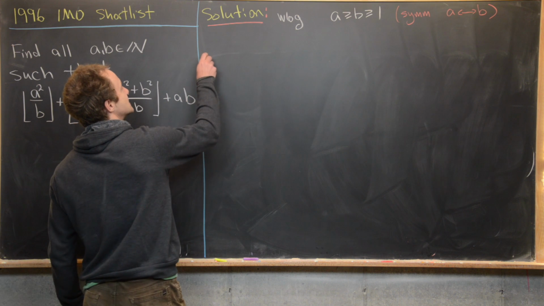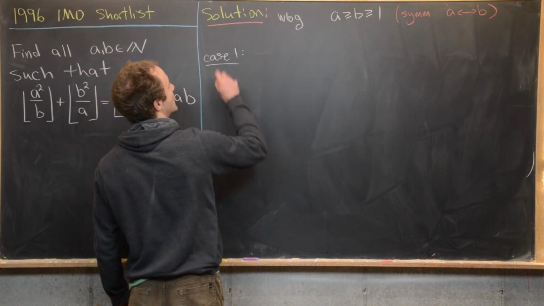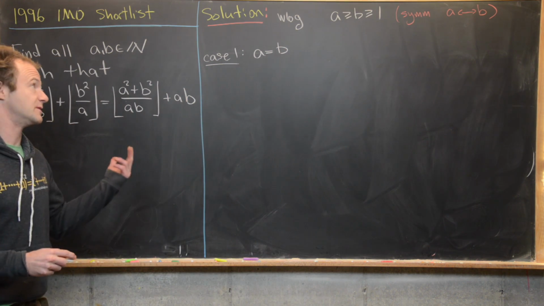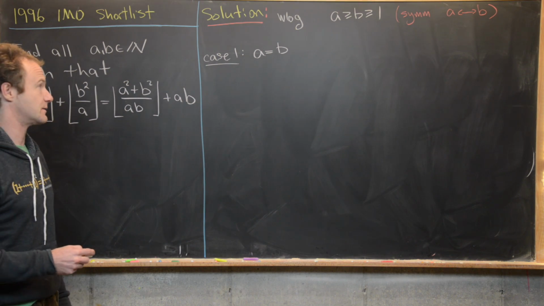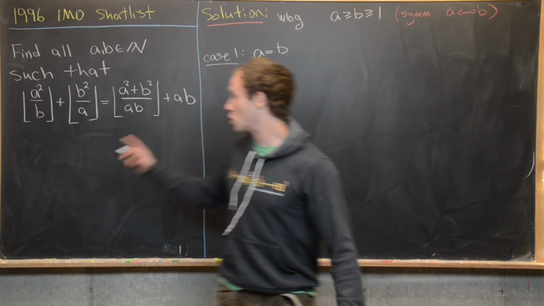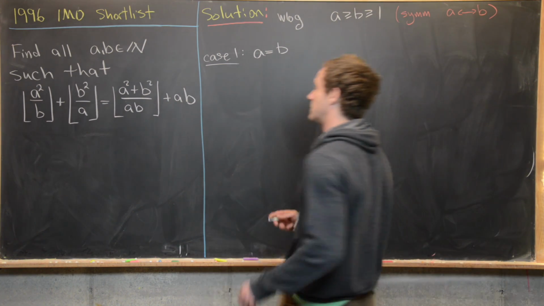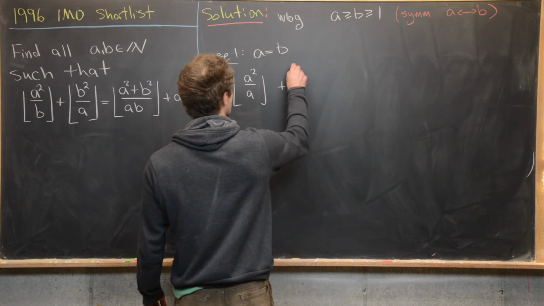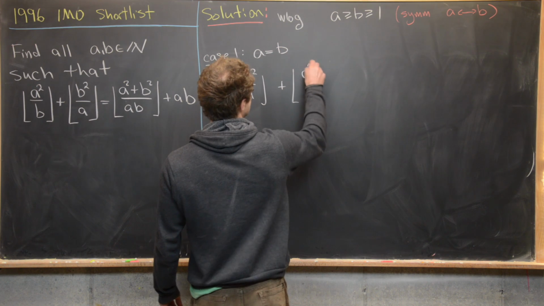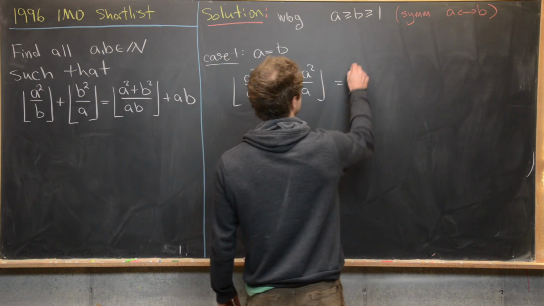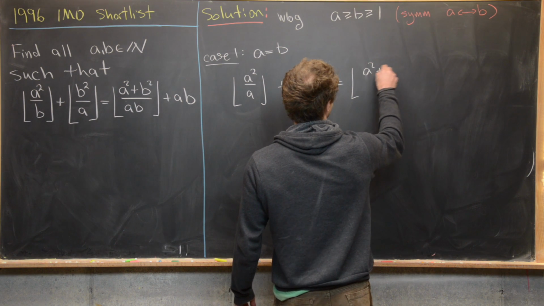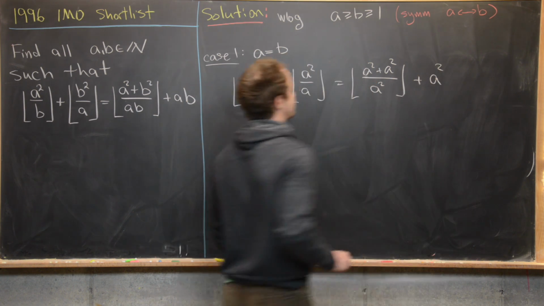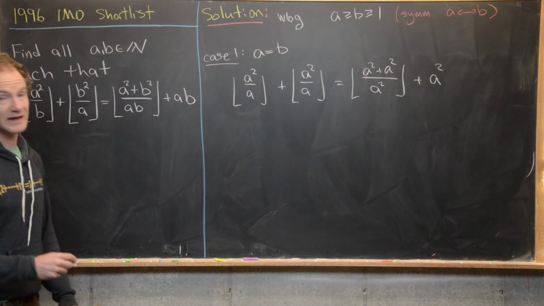Okay, great. Now let's look at our first case. Case number 1 would be A equals B. If we're assuming that A is bigger than or equal to B, then A could be equal to B. That is one possibility. So let's see what our goal equation is under that setup. Here we're going to have the floor of A squared over A plus the floor of A squared over A equals the floor of A squared plus A squared over A squared plus A squared. Notice I just replaced all of the B's with A.